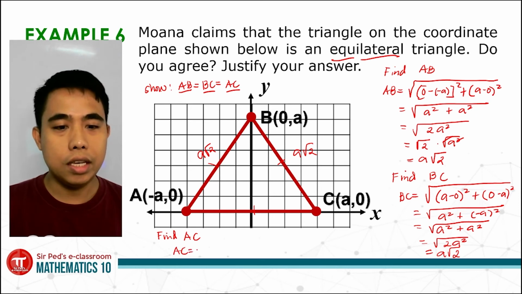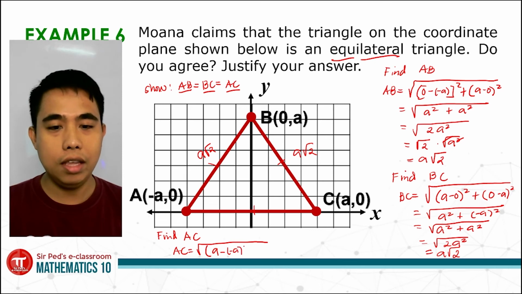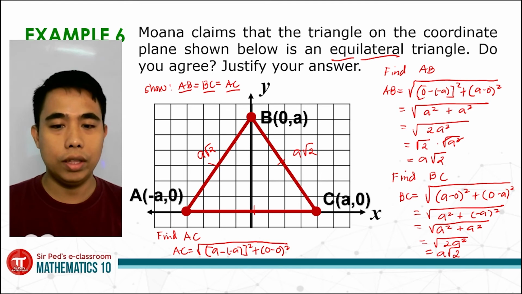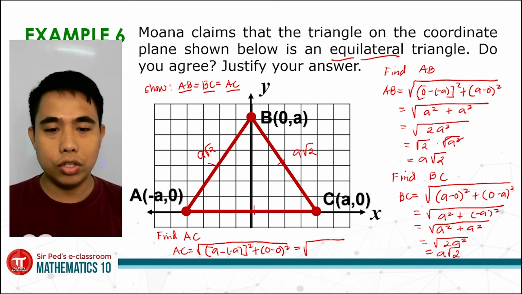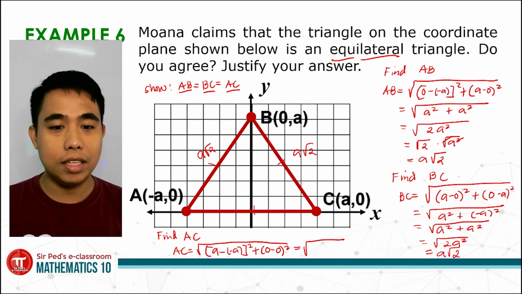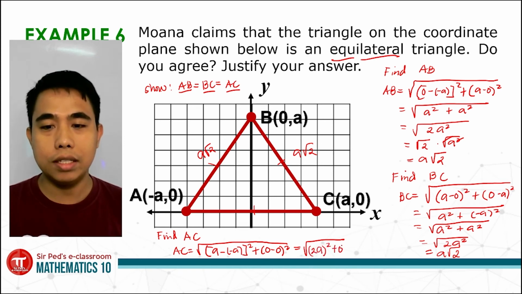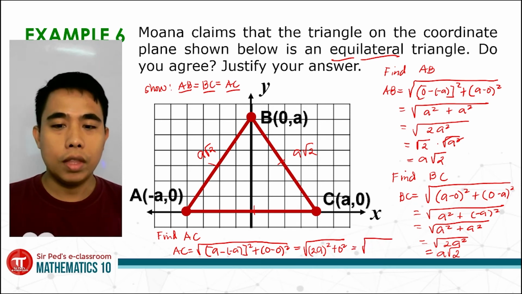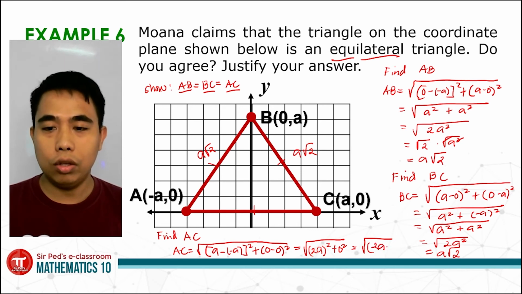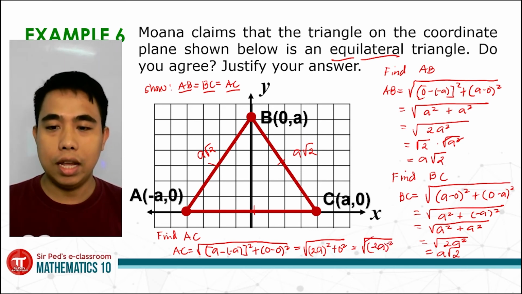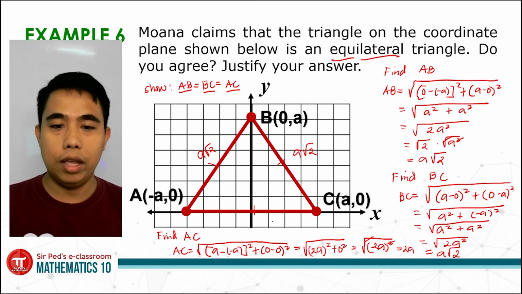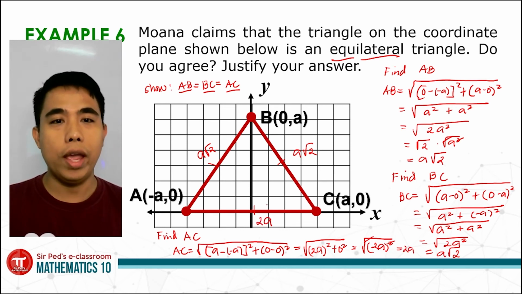So, AC is equal to the square root of a minus negative a, the quantity squared, plus 0 minus 0, the quantity squared. So that is equal to the square root of a minus negative a, that is a plus a, which is equal to 2a, the quantity squared, plus 0 squared. So this is now equal to the square root of 2a, the quantity squared. Cancel natin yan. That is equal to 2a. So this is equal to 2a.